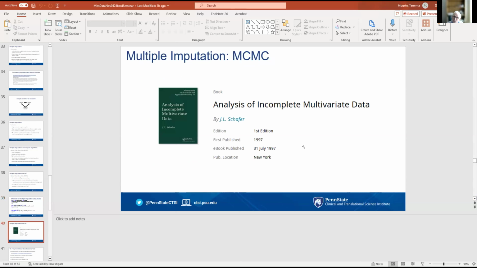Now, Rubin's student, Dr. Joseph Schafer, is arguably the most famous statistician at Penn State because he developed the MCMC algorithm building off Rubin's work. And it is really Schafer's work that is implemented in SAS, PROC MI. This was his textbook in 1997.